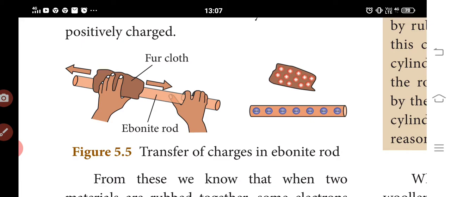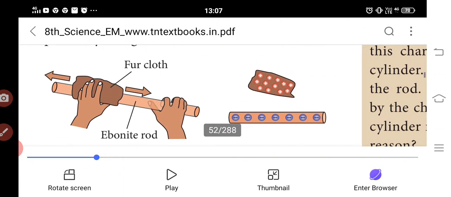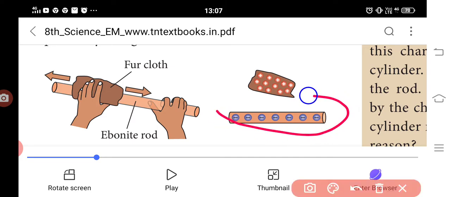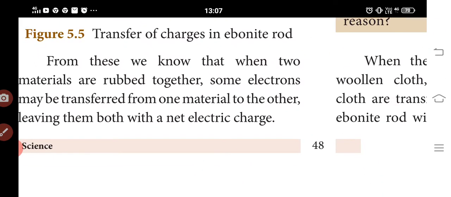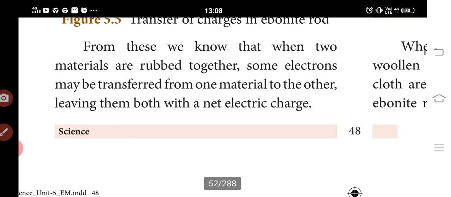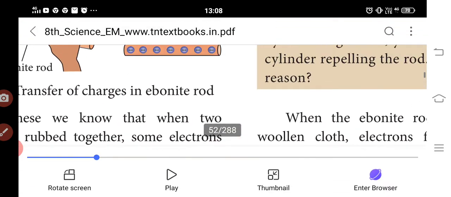When the ebonite rod is rubbed with that fur cloth, the ebonite rod acquires a negative charge, and the fur cloth acquires the positive charge. So this is the best example. From this we know that when two materials are rubbed together, some electrons may transfer from one material to the other material, leaving both with a net electric charge.